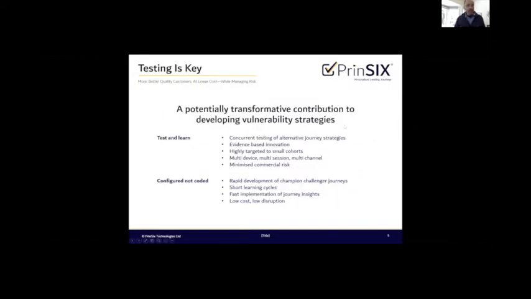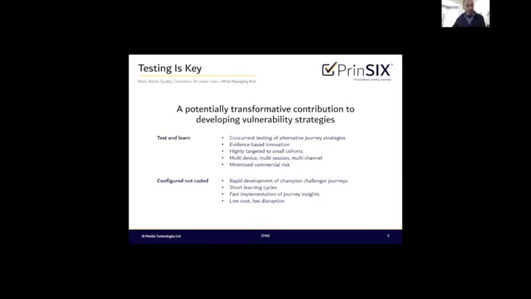But we found one thing that I'm really excited about in terms of how PrinSIX can actually make a difference in this piece. And of those four components is the ability to concurrently test multiple journeys. And it allows you to start getting evidence of how innovation can make a difference.